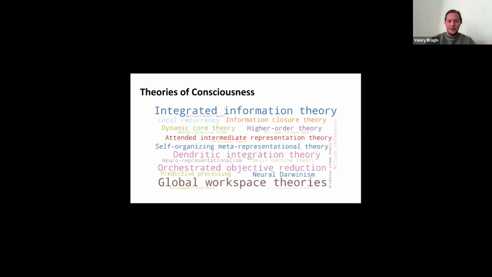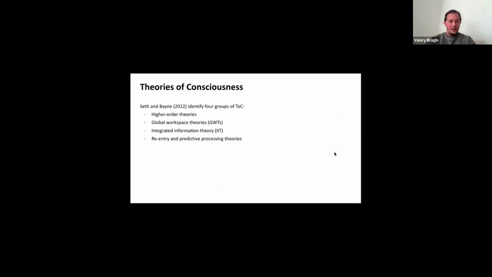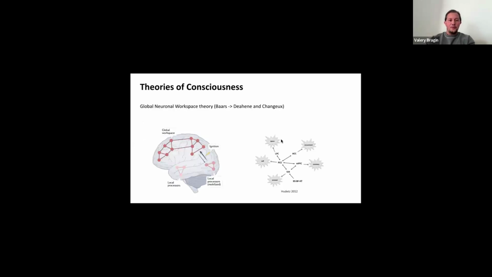And yes, this is from Seth and Bayne's review from 2022. They identify four major groups of theories of consciousness: higher order theories, global workspace theories, integrated information theory, and re-entry and predictive processing theories. Global neuronal workspace theory, it's GNWT.